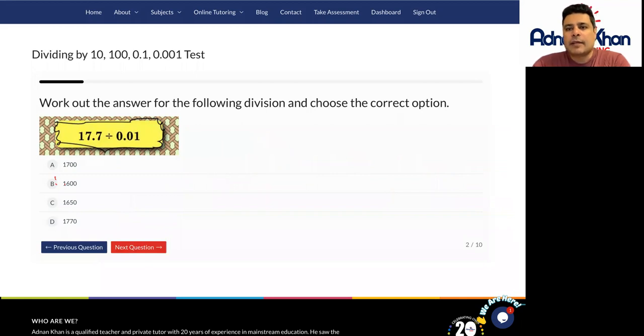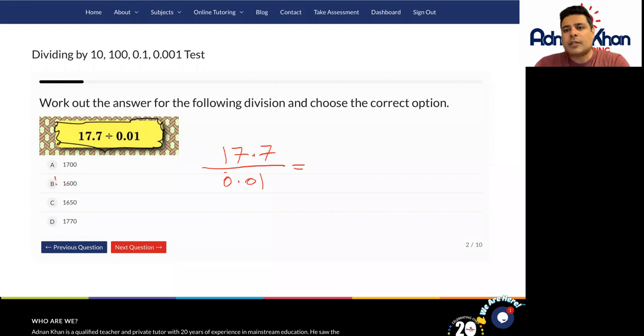17.7 divided by 0.01. We'll do exactly the same thing. So 17.7 over 0.01. In other words, 17.7 divided by 0.01. Now we need to turn these into whole numbers. Remember, a whole number is a number that is not a fraction or a decimal.